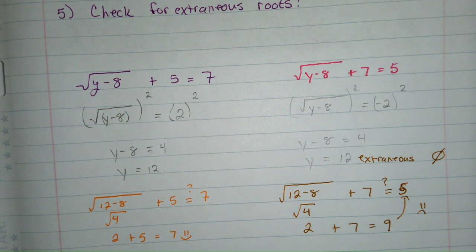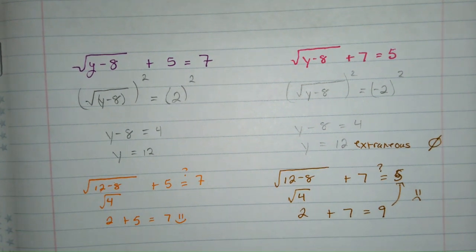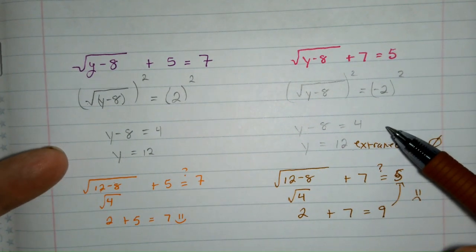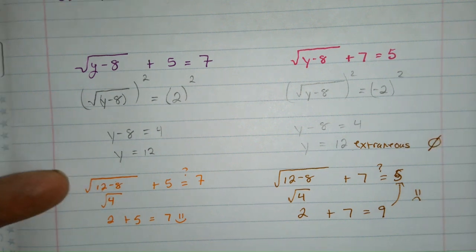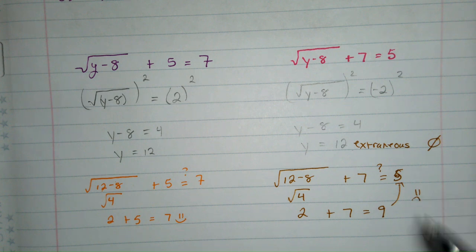So this is an example of once it was squared, the two equations matched. But prior to squaring, they did not, which is why we got the solution in the one on the left and we failed to get a solution in the one on the right. So this is why we check our answers.